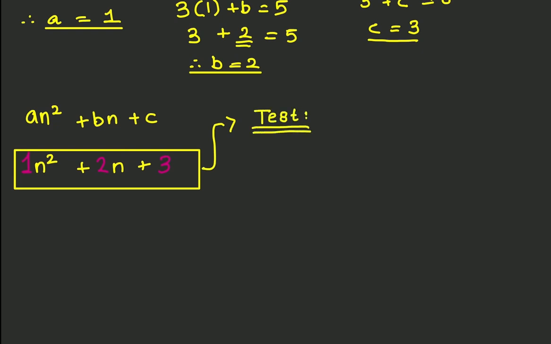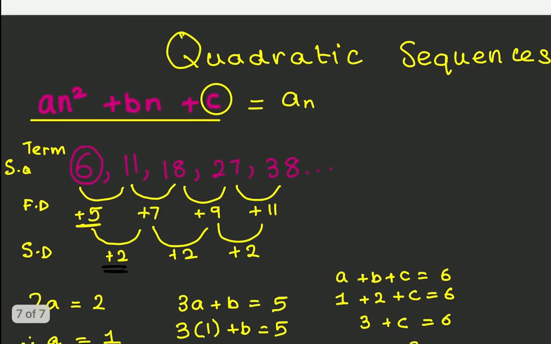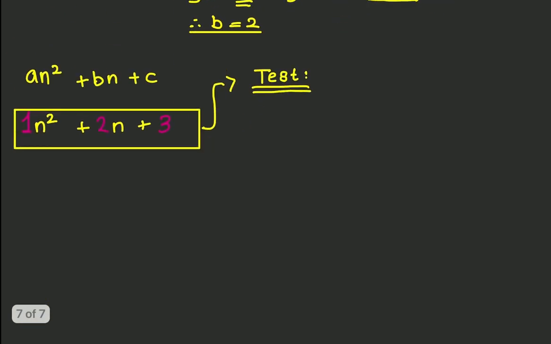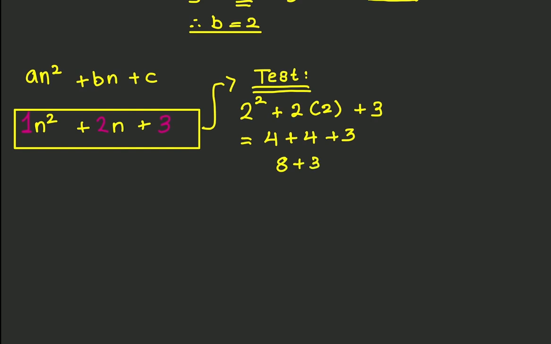Alright, now let's choose the second value, for instance. Our second value here is 11. Let's see what we get. It becomes 2 squared, so that's n squared where n is 2, plus 2 into 2, as I said n is the term number, plus 3. So we get 4 plus 4 plus 3, and that is simply 8 plus 3, which is equal to 11. So that works. Let's do one more test.